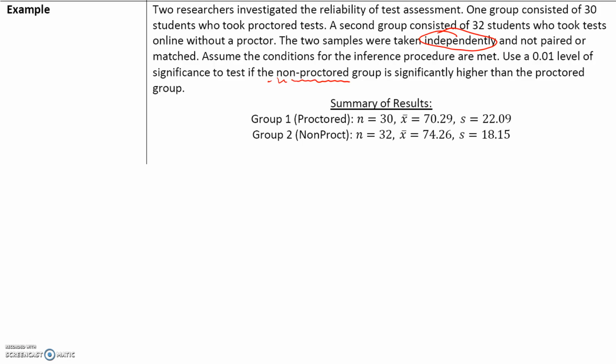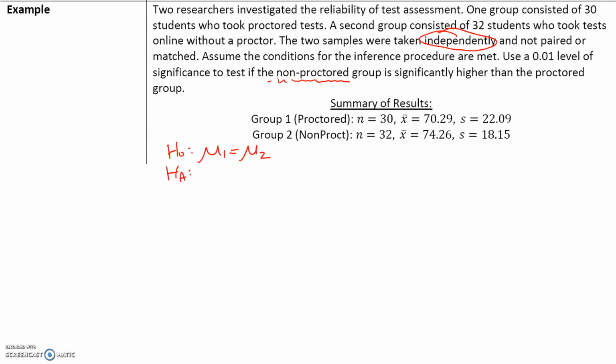So let's write our null hypothesis. Our null hypothesis is always that the means of the two populations are equal, which means there is no difference between the mean scores of the proctored or non-proctored. So whether a group is proctored or not makes no difference in their test scores. The alternate hypothesis is what we're testing. We're testing to see if the non-proctored group is significantly higher than the proctored group.